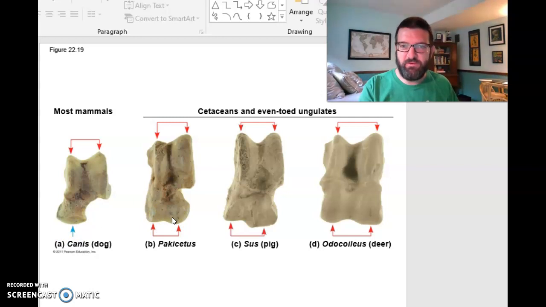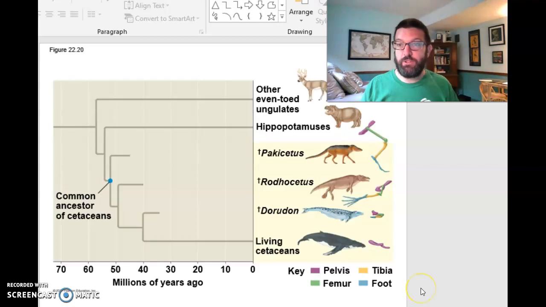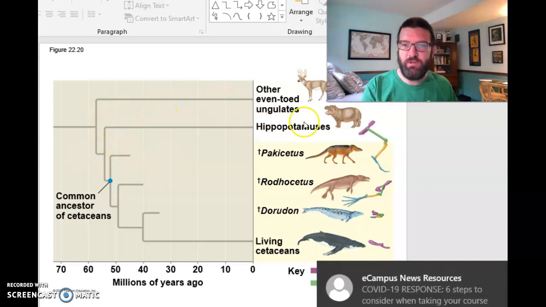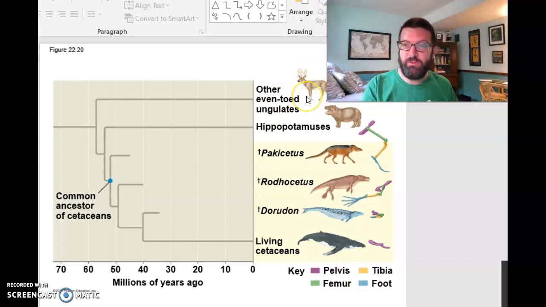There are a lot of other pieces of evidence, genetic and otherwise, that show similarities between cetaceans like whales and dolphins and other hooved organisms. And so you put together a phylogeny or an evolutionary tree that looks like this, right? Living cetaceans, these are a bunch of extinct cetaceans, are pretty closely related to hippos, and then a little bit more distantly to other even-toed ungulates like reindeer.